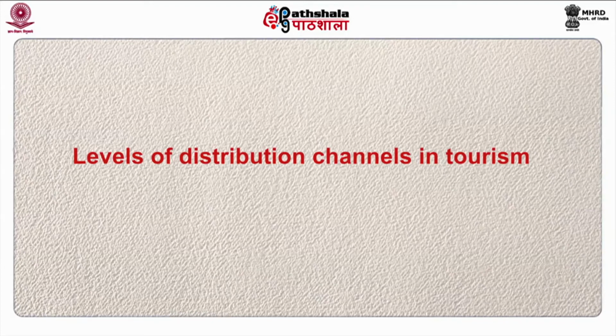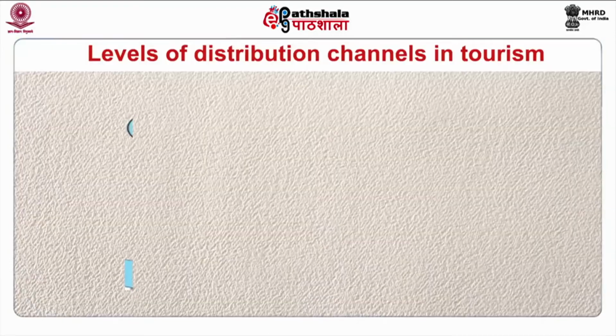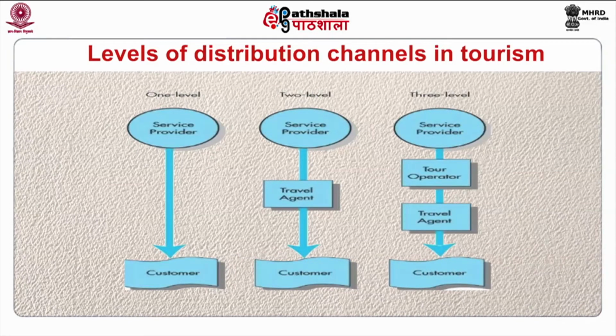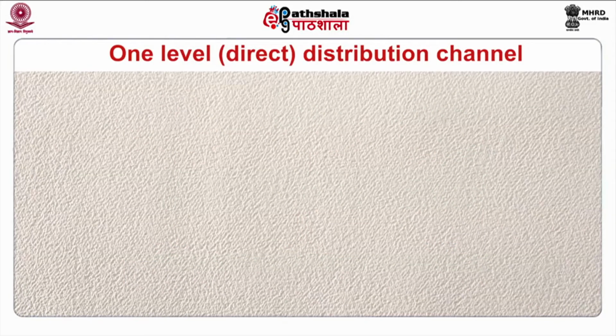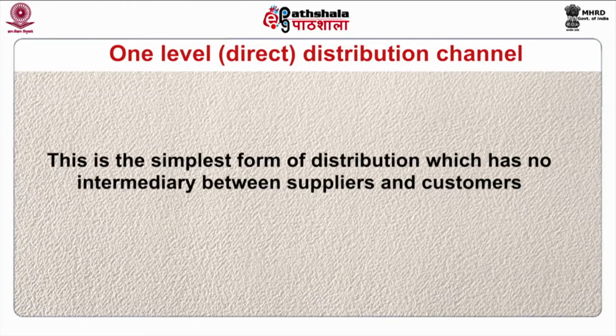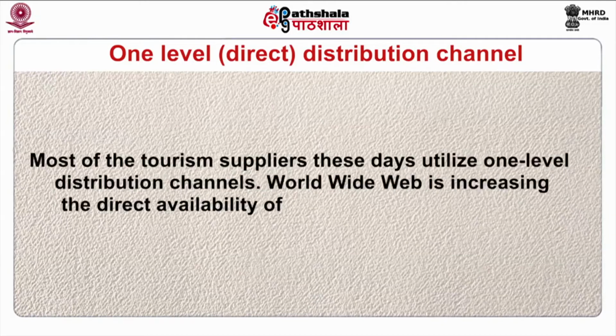Levels of distribution channels in tourism. To attract business, tourism suppliers must provide prospective customers with information on which they will base tourism choice decisions. There are many alternative ways to provide information and services to prospective guests. Three types of distribution channels can be used, which are: 1. One-level, direct distribution channel. This is the simplest form of distribution, which has no intermediary between suppliers and customers. Most of the tourism suppliers these days utilize one-level distribution channels. The World Wide Web is increasing the direct availability of information and purchase.